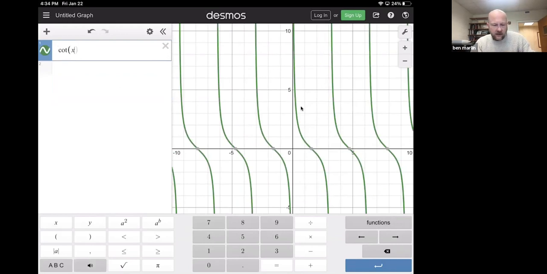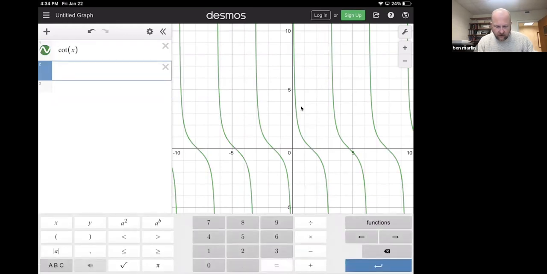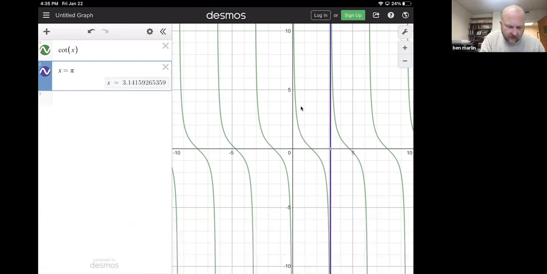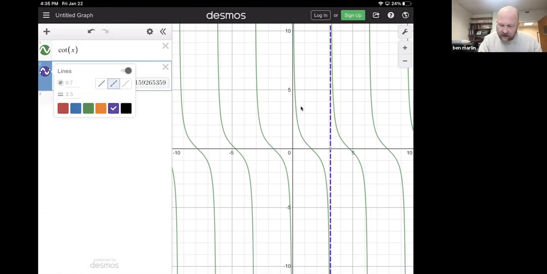We are in particular interested in what it looks like around x equals pi. If you're looking at that and it's a little hard to see, then we can go in on that and make it a dashed line. So it looks like to the left of pi it goes to negative infinity, and to the right of pi it goes to positive infinity.